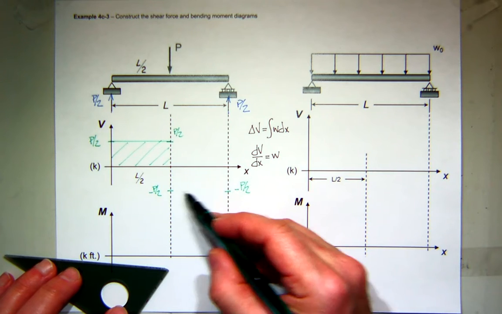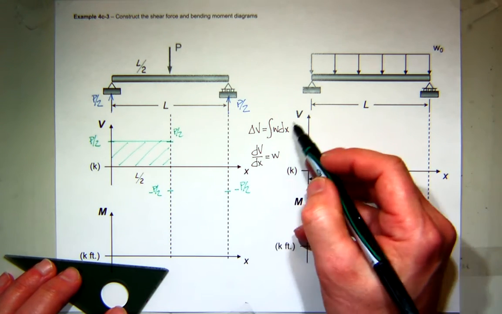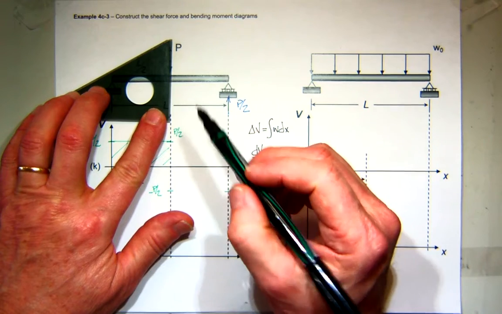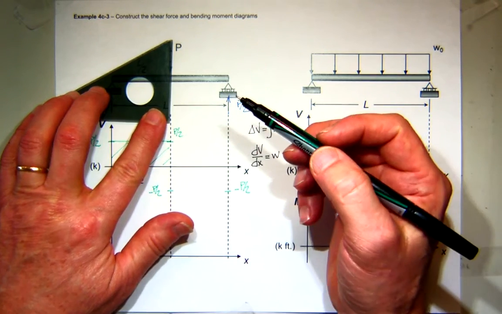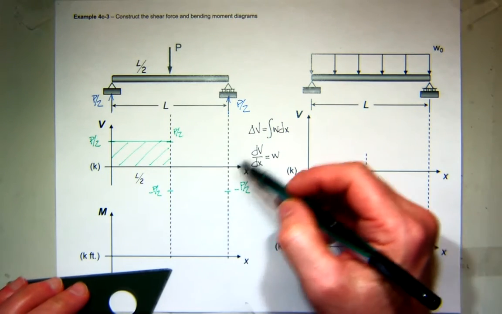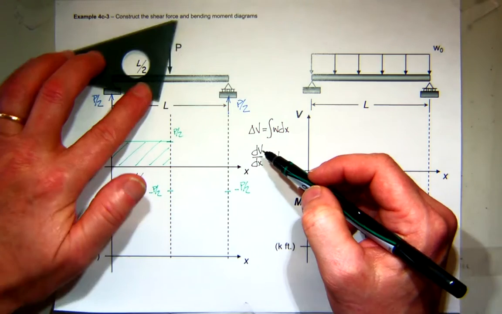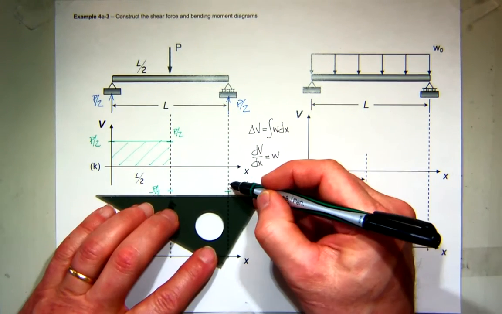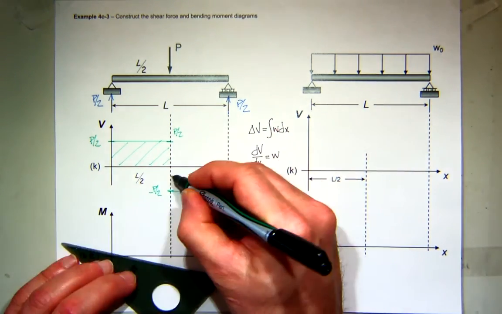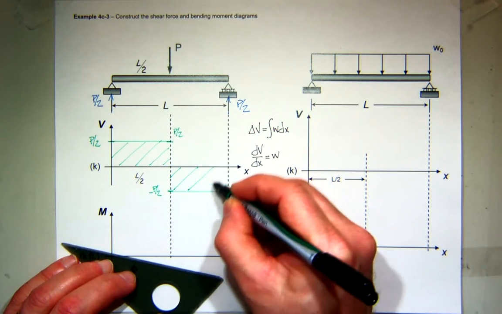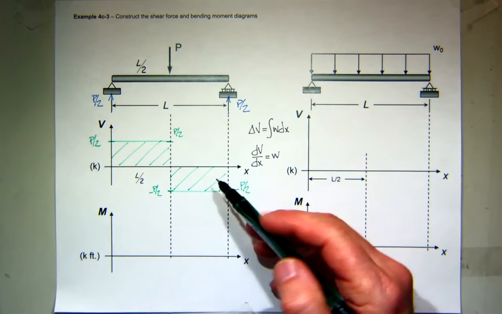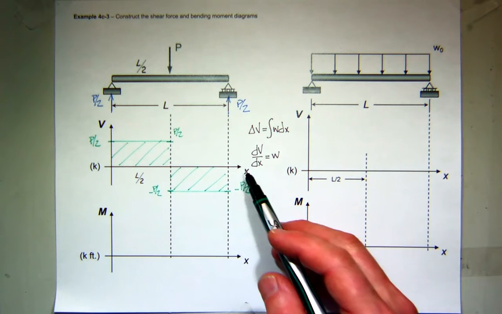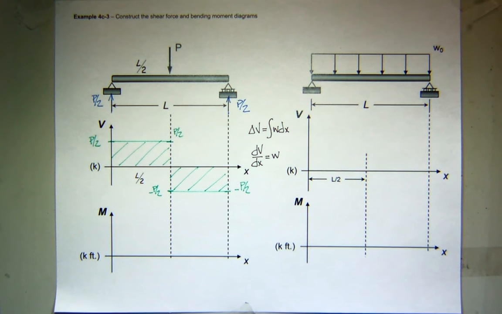Now the change between these 2 points is again the area in the load curve. And what's the load curve here? 0. So there's no change. So that's great. We matched. And the slope is equal to the load, and the load is 0. So 0 slope, straight line. So the value of the shear everywhere in this beam is P over 2. The left side is positive, the right side it's negative.